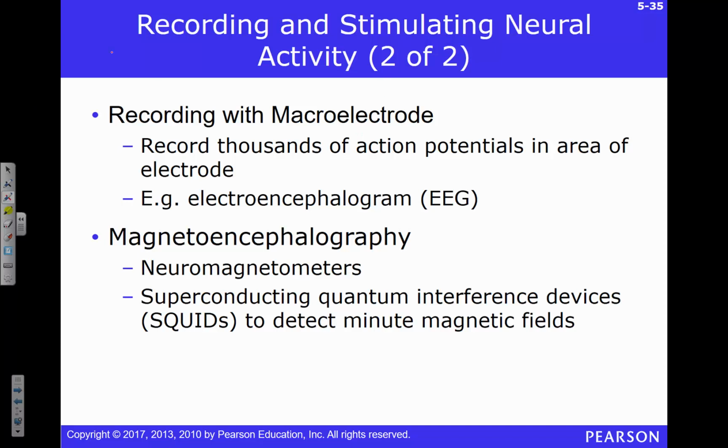You can also record from multiple neurons at one time, right? Sometimes they'll do this with EEG devices. I don't know if anybody's had an EEG before. Sometimes they give this to you if you've had a head injury, or if you have some other neurological issue, they'll give you an EEG. That's nice because, again, they don't have to cut a hole in your head. They can just slap these electrodes on the surface, and there you go.